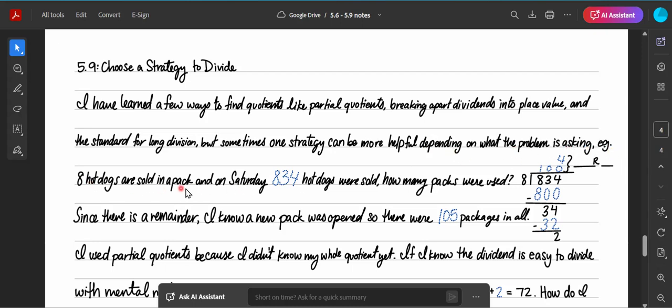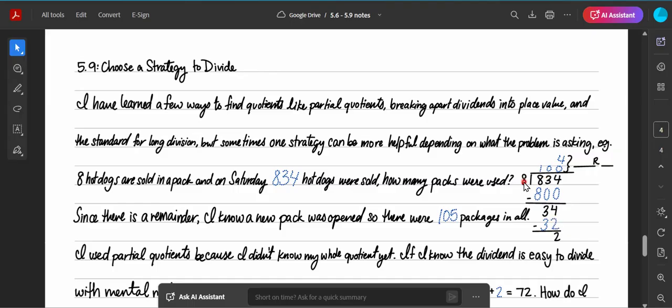For example, 8 hot dogs were sold in a pack, and on Saturday, 834 hot dogs were sold. How many packs were used? And so here we did 834 divided by 8. Since we know that 8 can go into 800 100 times, we did 100 right there. And then we removed 800, and then we had 34 left over.